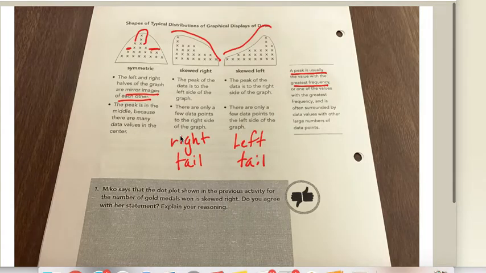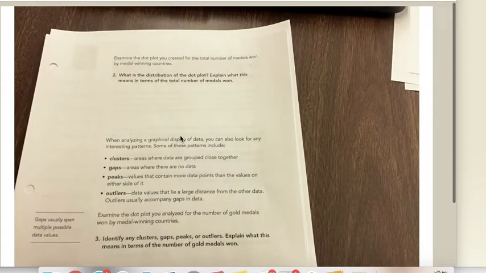And now we're going to talk a little bit about the clusters. They're areas where data are grouped close together. So you're going to have a bunch of X's or dots clustered together, and then you might have some over here. Whoops, my X's are not very good. So we have a cluster here, and we might have a cluster over here.